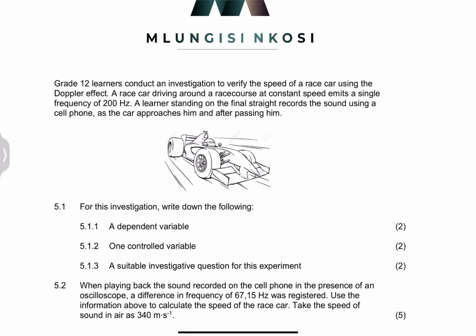So it means that we're going to have two records here. He's going to record the frequency of the sound when the car is coming towards him, as well as the frequency once it has passed him, right? So they say for this investigation, write down the following: a dependent variable.